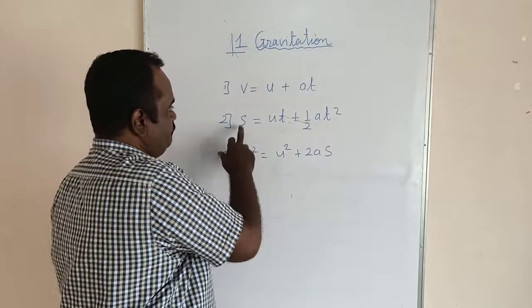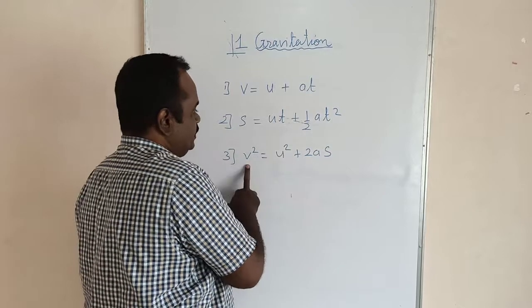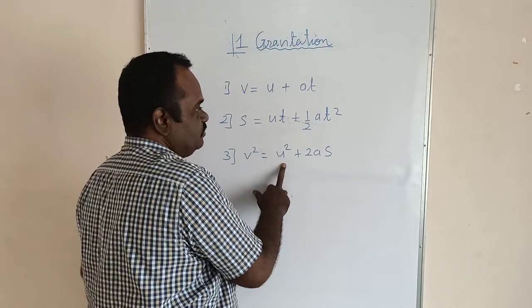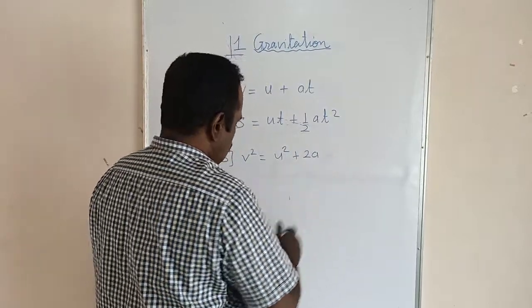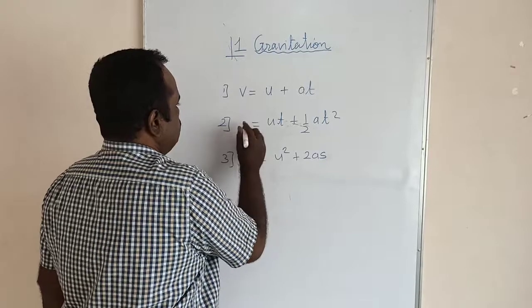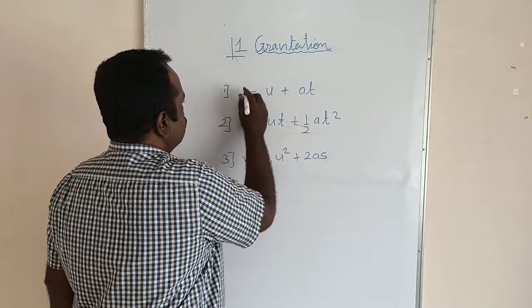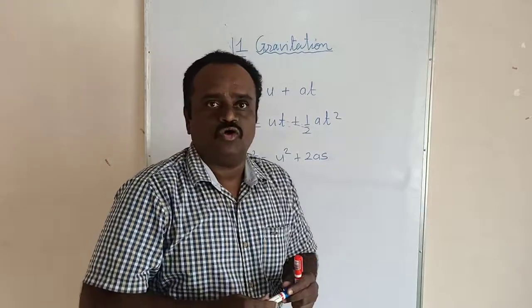Sometimes wherever we need, we take s as h also, the distance. Here again, final velocity, initial velocity, 2 times acceleration into displacement. This s is small s. Here also it is small. Even v is small, u is small. All the letters here are small, right?